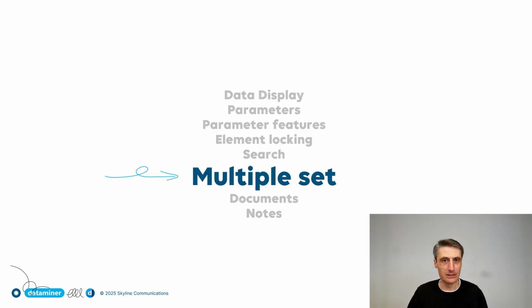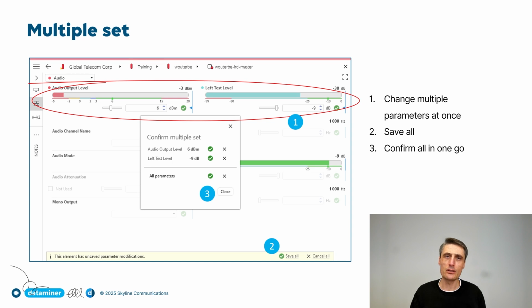Then we also have multiple sets. We have it on two levels as well. We have multiple set across different elements, but here we are talking about the multiple set within one element. The multiple set across different elements will come up later. So here we're still within one element. So what do we have there?